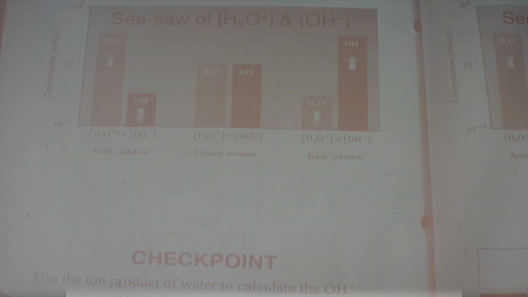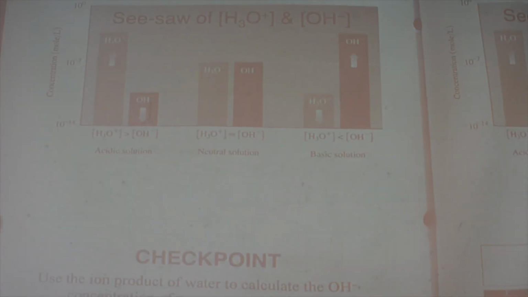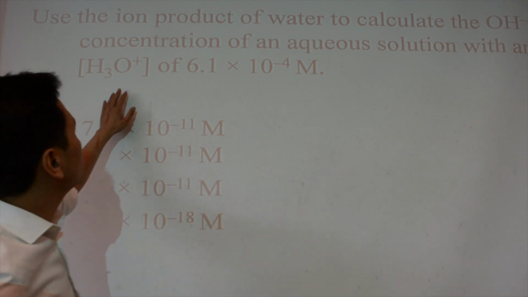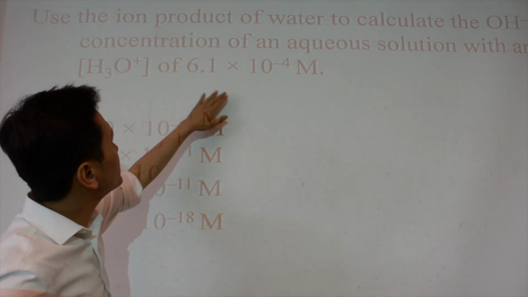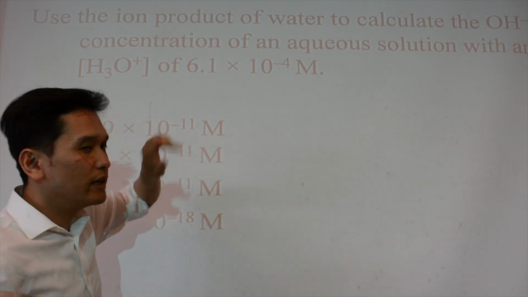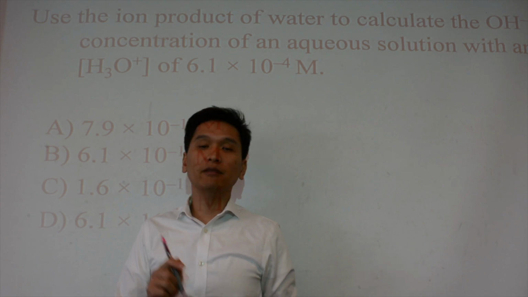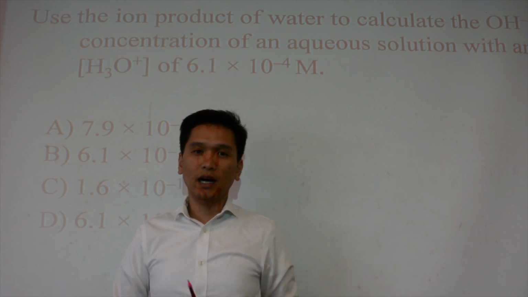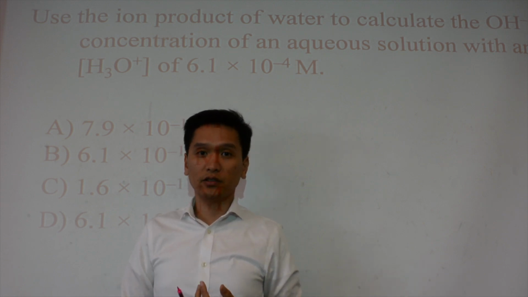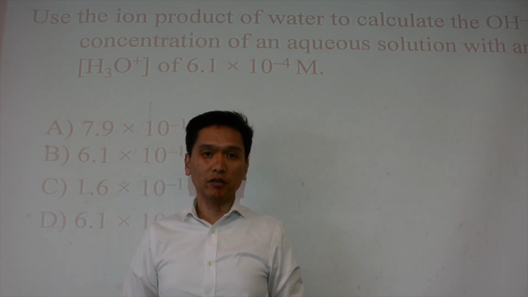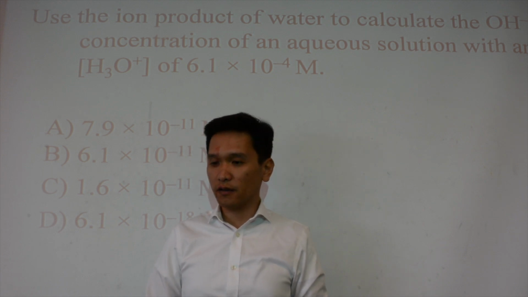Alright, now let's do a checkpoint. Use the ion product of water to calculate the hydroxide concentration of an aqueous solution with hydronium concentration of 6.0 times 10 to the negative 4. When you see a problem like this, you ask yourself, what do I know? I am given hydronium concentration. I am asked to find hydroxide concentration. What is not given to me, but we would know, is the Kw, the ion constant of water.